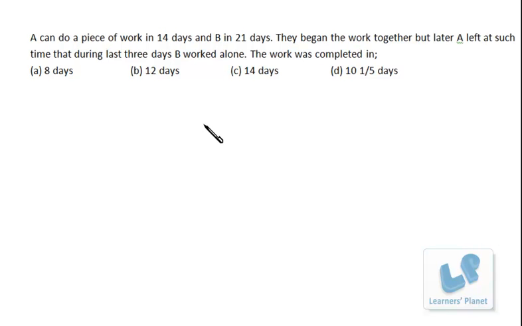So while B was working alone for 3 days, how much work was done, that we can calculate, right? B can do 1 upon 21 of the work per day. That means for 3 days he might have done 1 upon 7 of the work. That 1 upon 7 of the work was done in the last 3 days. That means 6 by 7 of the work was done by A and B together.